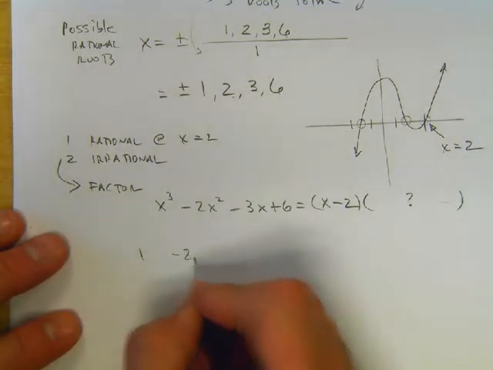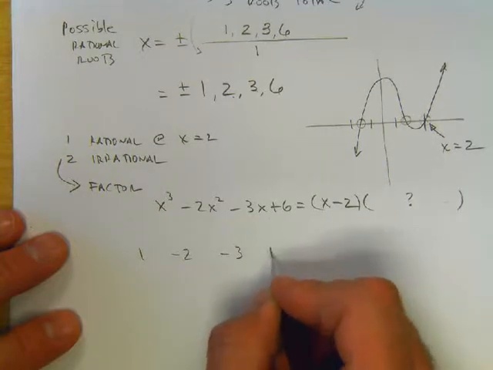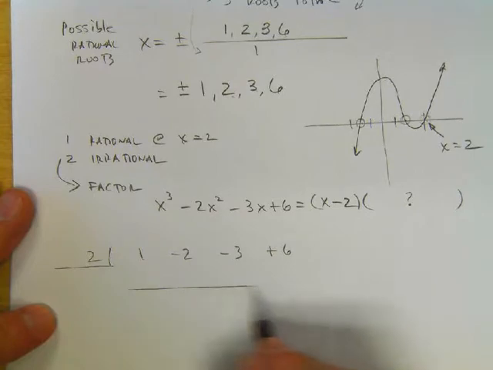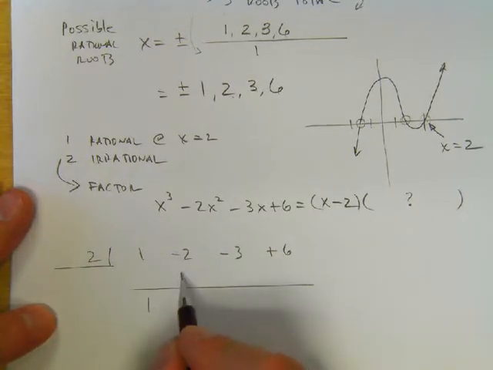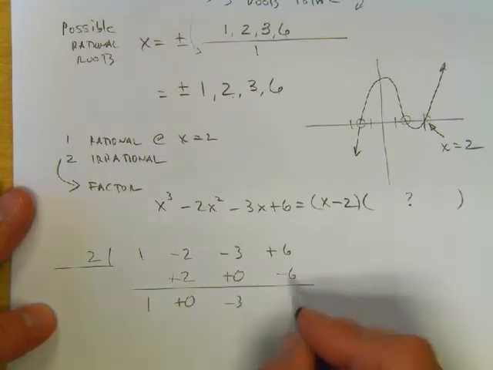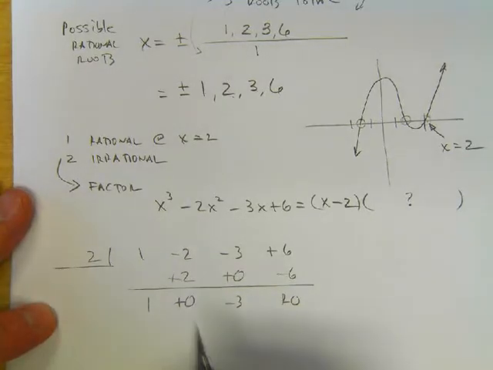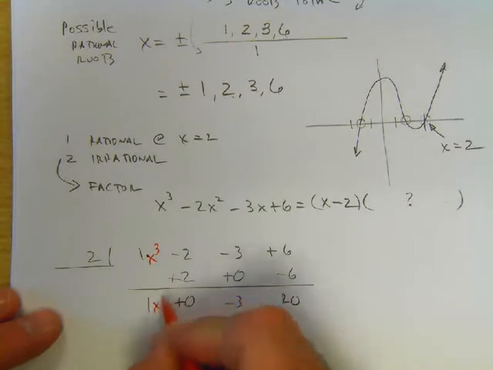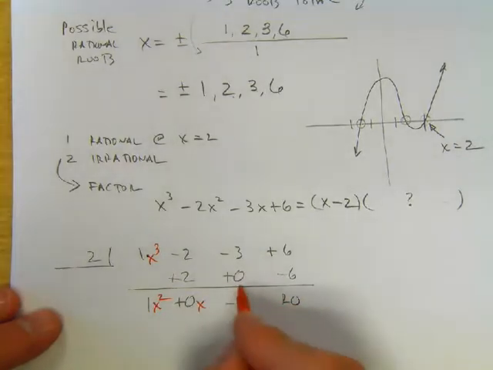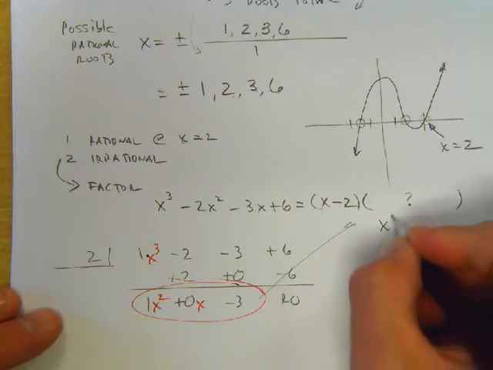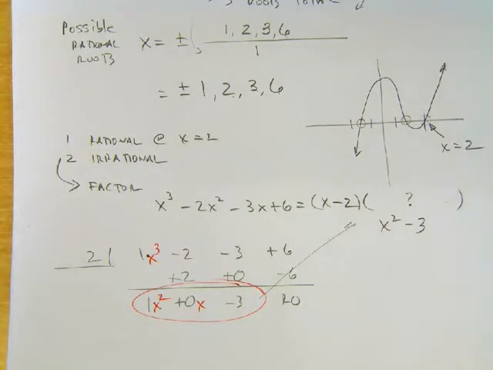So let's do the division. 1, negative 2, negative 3, positive 6, divided by 2. 1, 2, 0, 0, negative 3, negative 6, remainder 0. Started out x cubed, we end up with x squared plus 0x minus 3. X squared minus 3.